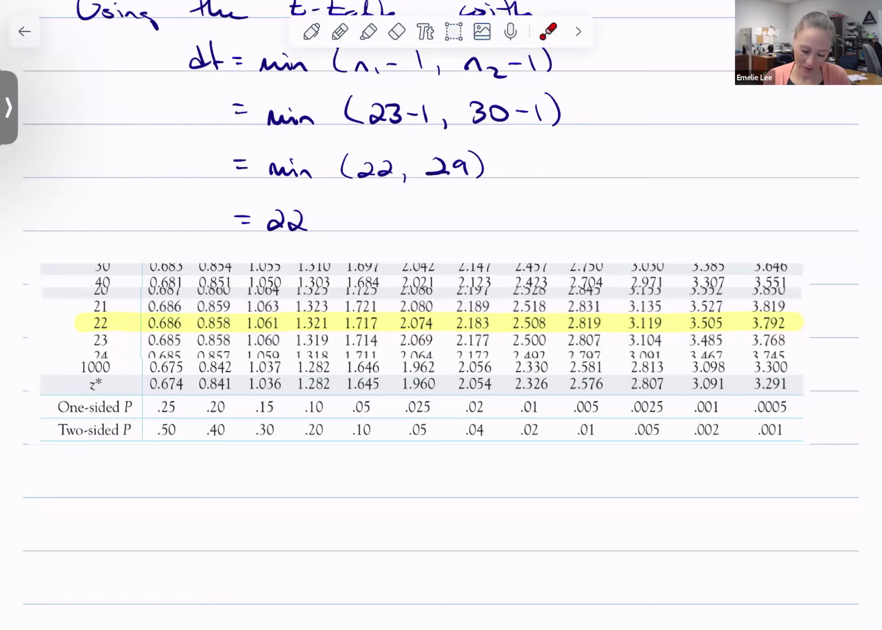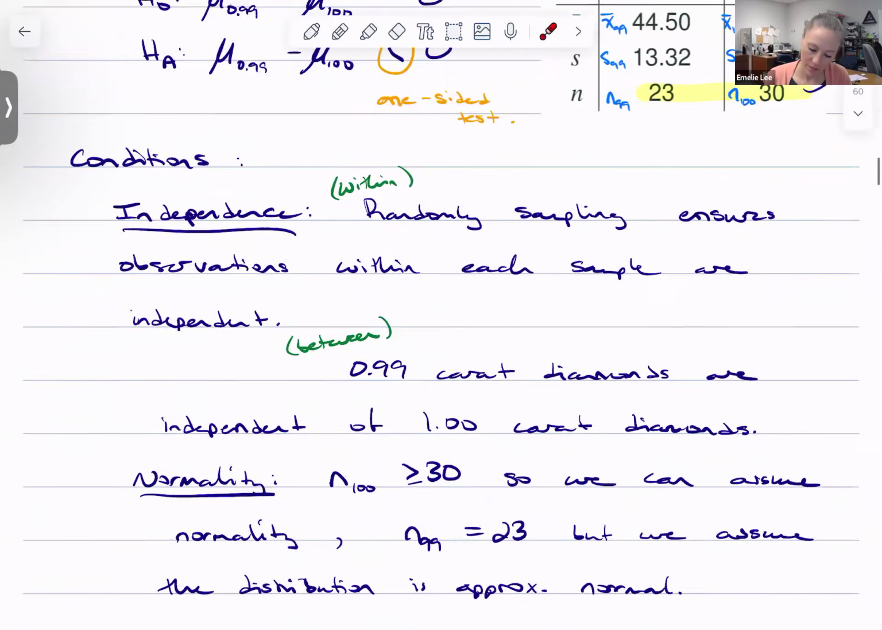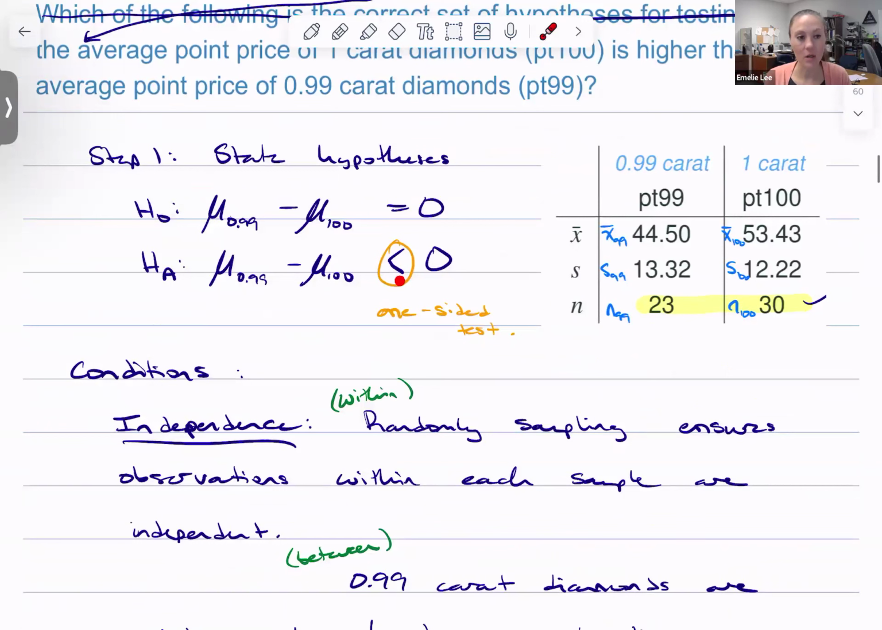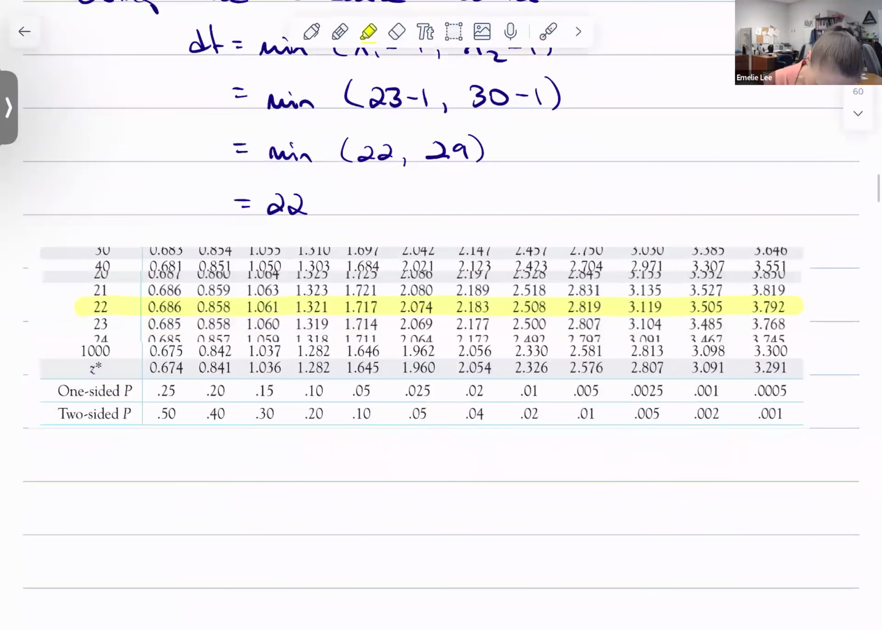And so now I either have a one-sided p-value or a two-sided p-value, and that's where I need to refer back to my alternative hypothesis. Up here, I want to know if the difference is significantly less than 0, making it a one-sided test, right? And so I need a one-sided p-value. So I'll highlight that here.